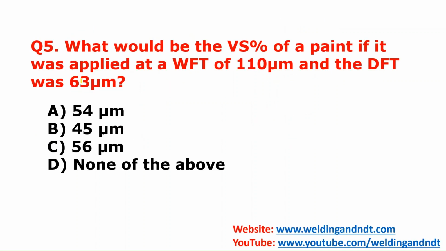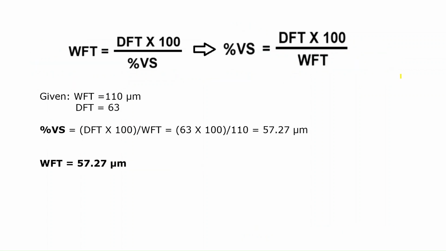Now, next question, that is question number 5. What would be the VS percent? Now in this question, he is asking about the VS percentage of a paint if it was applied at WFT of 110 micrometer and the DFT was 63 micrometers. So in this question, they have mentioned WFT and DFT, and you have to find out the percentage volume solid. So we'll use this formula only. In this formula, WFT is given and DFT is given. You have to find out the percentage volume solid.